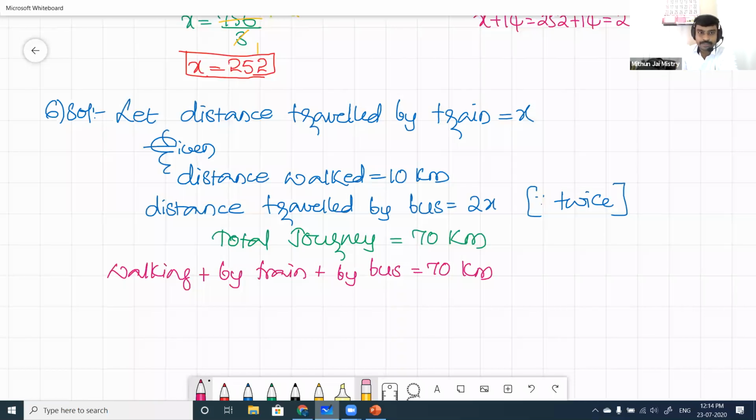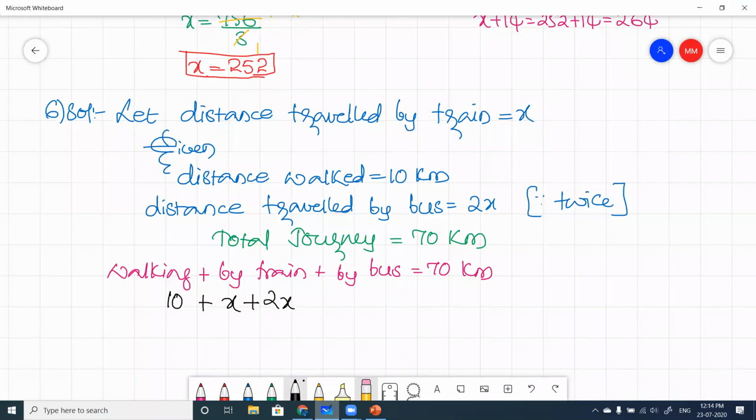But in the next step, directly we will substitute here. Walking is 10 kilometers, plus by train, it is x, which we assumed, and then by bus, it is 2x, is equal to 70. Now here, I'm not writing the units, kilometers. If you want, you can write. Otherwise, finally, we will be writing kilometers.